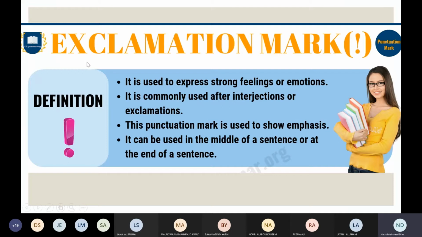Exclamation mark. It is used to express strong feelings or emotions. It's commonly used after an interjection or exclamation. This punctuation mark is used to show emphasis. It can be used in the middle of a sentence or at the end of the sentence. It follows an interjection or an exclamation.